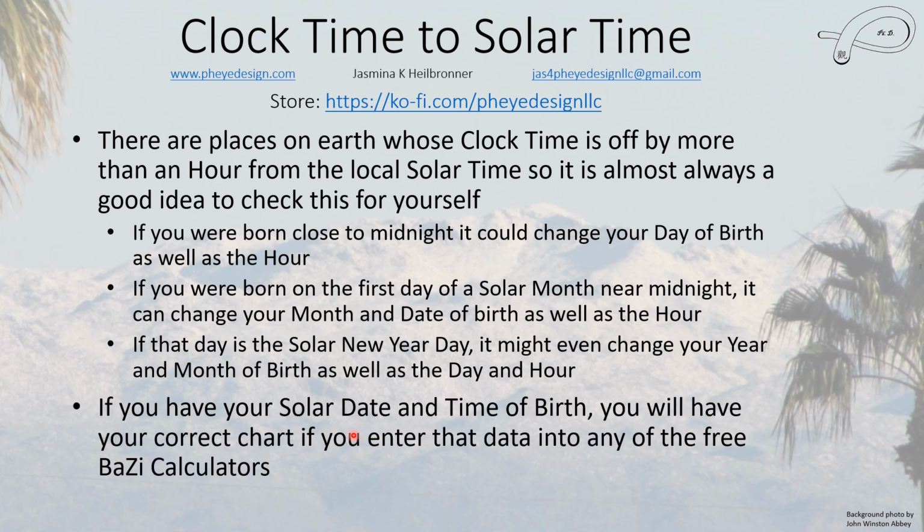Now, if you do have the correct solar date and time of birth, and most of the time it doesn't change your date of birth, but it could, you will have the correct chart when you enter that correct solar time into any of the free BaZi calculators. Now, I don't know if BaZi is so different in interpretation from hour to hour, but the Qi Men Dun Jia destiny chart can change quite a bit. I do know that for certain.